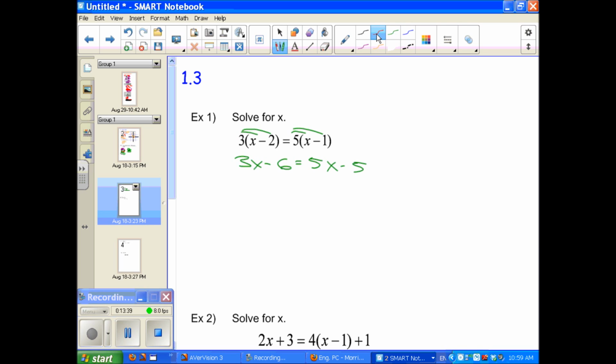Get x by itself. Everything you guys are all saying is correct. So I could add 6 here. My first step is usually I try to get all the x's on one side. And I always move, should I move the bigger one or the smaller one? I always move the smaller one. So I would subtract 3x from both sides. So now I'll have -6 equals 2x minus 5. And then what? Now we add 5.